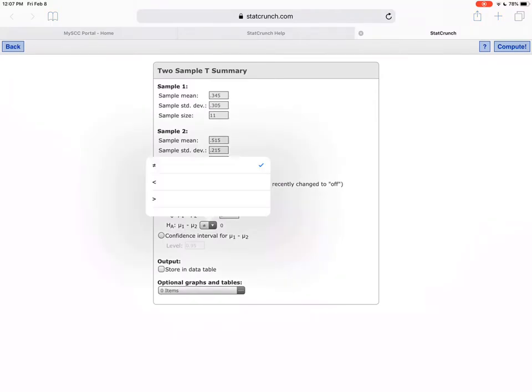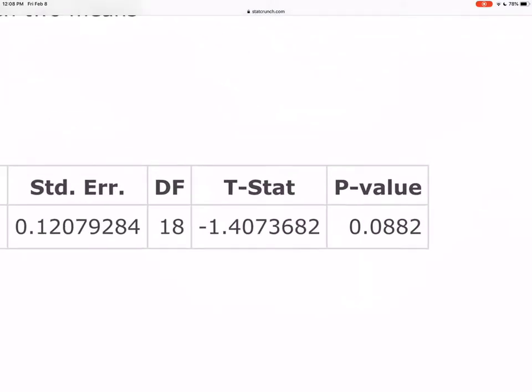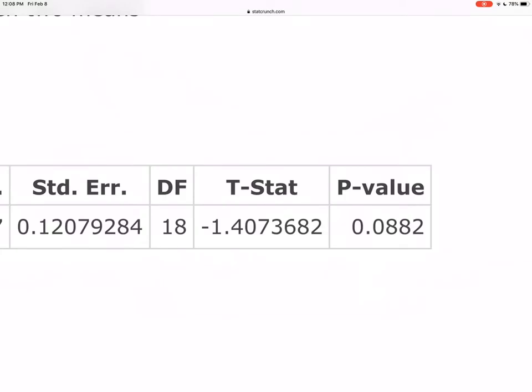All right, now, what I'm testing here, my claim was that mu1 was less than mu2, so I'm going to match up that alternative hypothesis. And then I'm going to hit compute. All right, and again, what we're looking for here is that t-stat value. And you'll notice that's the same thing that I just calculated using the formula, which is a value of negative 1.407.